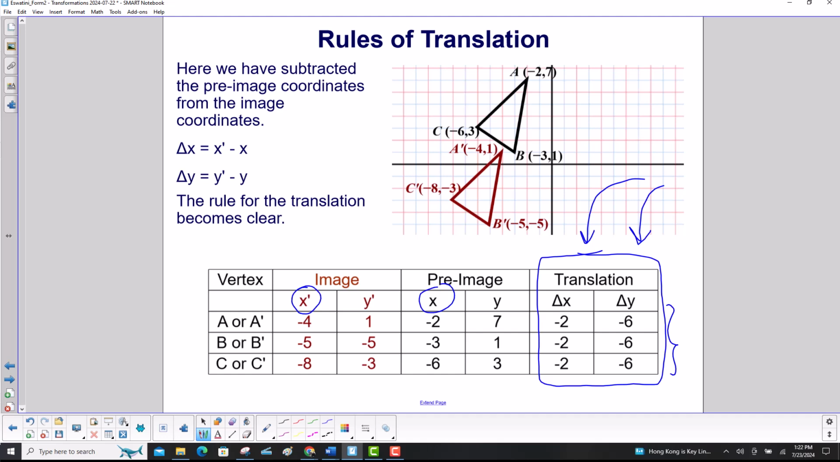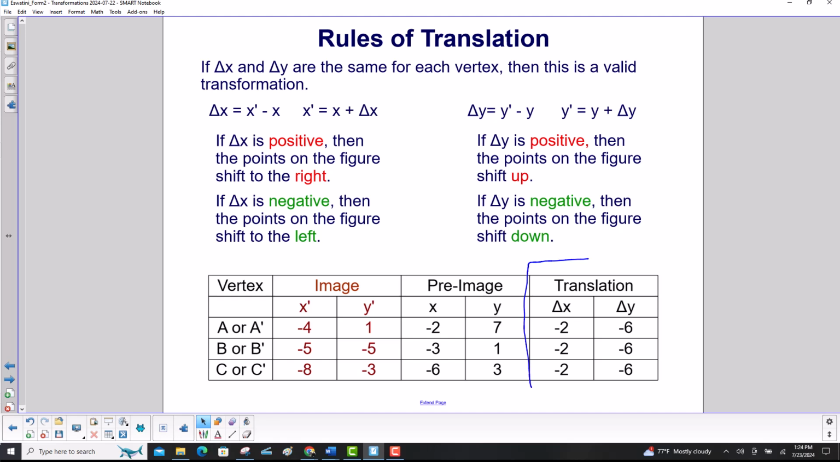So if you'd like, once again, pause the video and check to make sure that the math is right for the three rows. We'll be examining these last two columns here. If delta x and delta y are the same for each vertex, then this is a valid transformation. And that's true over here.